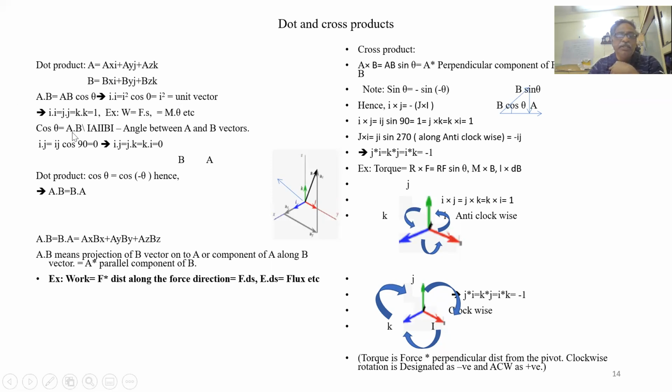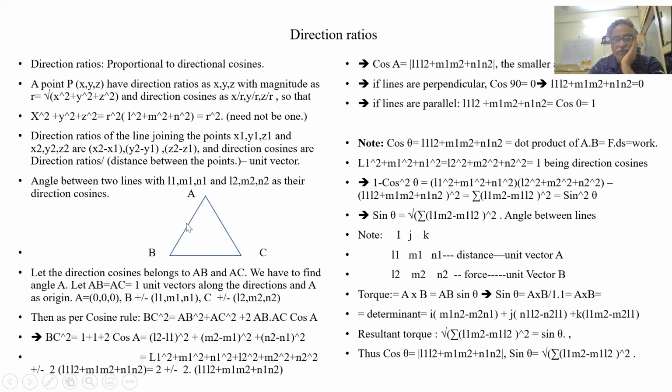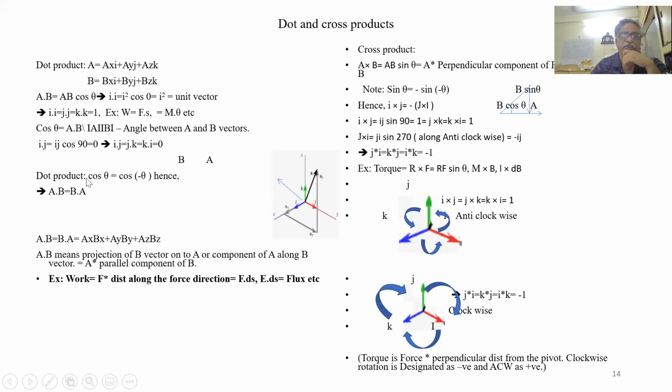So cos theta is A dot B by mod A and mod B. Here we have taken mod A, mod B as unit vectors. But if there is a mod A, mod B, then I will divide by that. So for the dot product, cos of minus theta is cos theta. So A dot B is equal to B dot A. A dot B is B dot A. So this is normally applied for work, which is F dot S, and work is also M dot theta, the moment into theta. Theta is the angular displacement.